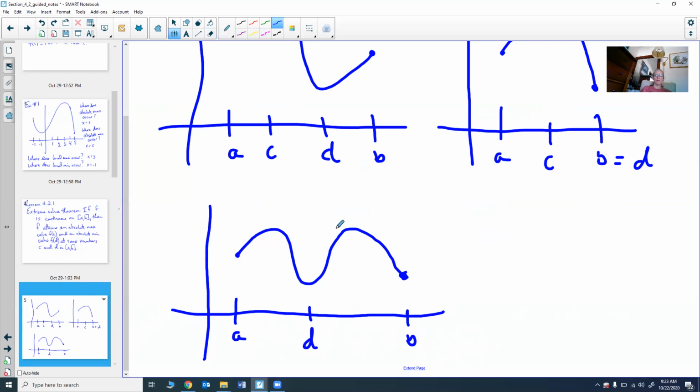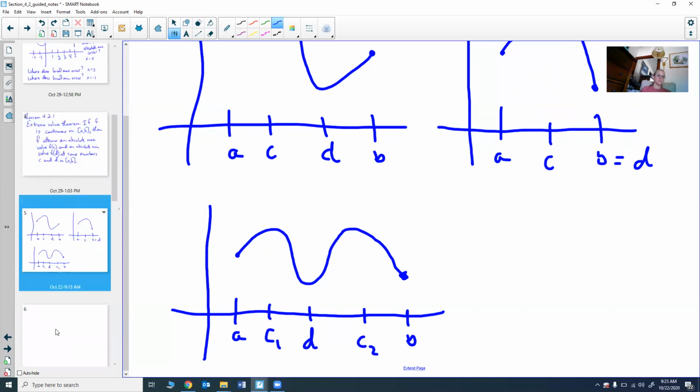However, I have some high points here, 2 high points. They have the exact same Y value. So they both have the same Y value. So those are both absolute maximums because again, the absolute max is the Y value. So they occur at these 2 different values. I can't call them both C, so let's call this one C1 and this one C2. So they still occur, but there's 2 of them, and that's okay.